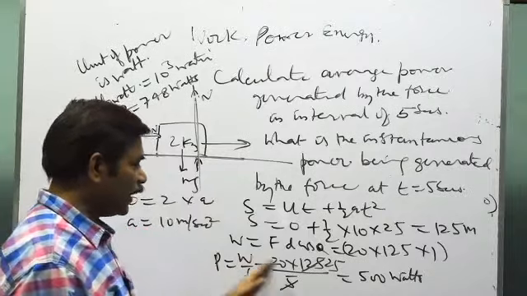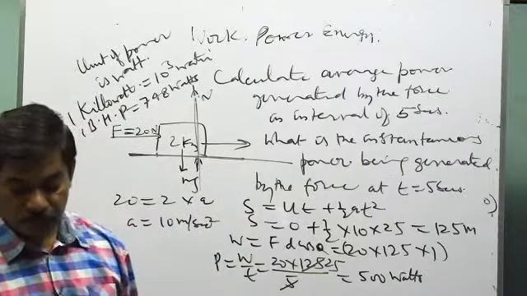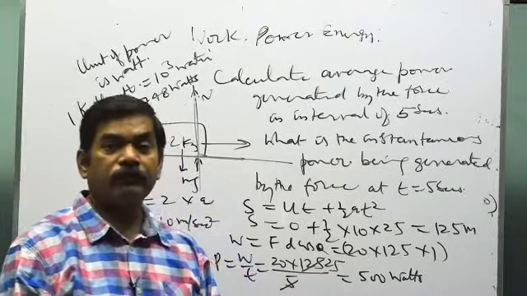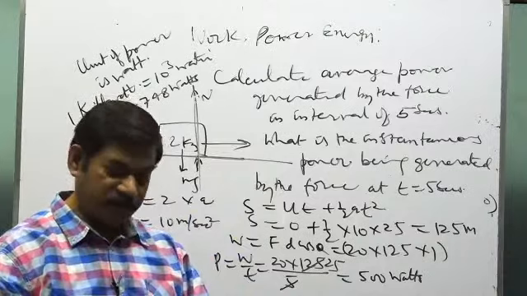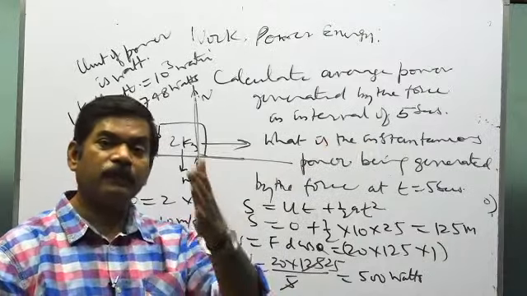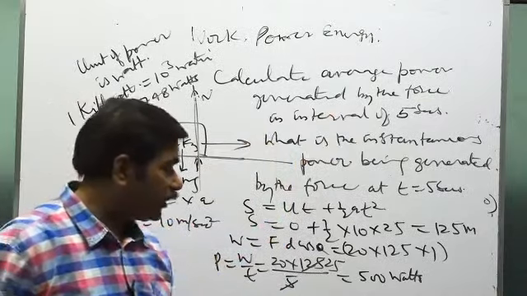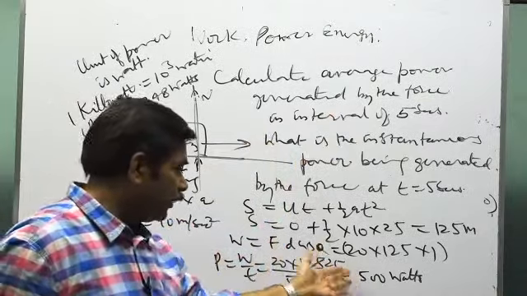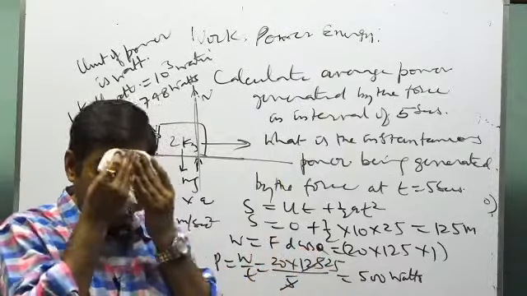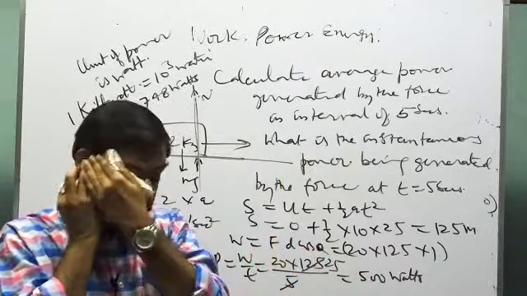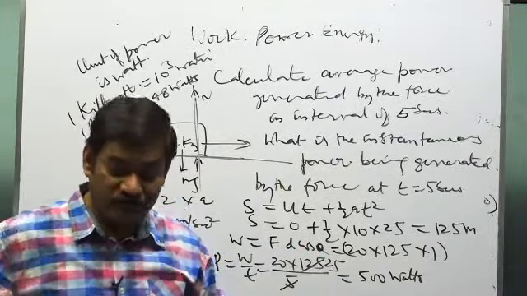So how do we calculate the average power? The calculation is very simple. For the time interval in which you have to calculate the average power, just calculate how much work is done in that time interval, then divide it by that time interval. You'll get the average power generated in that interval. Is that clear? You understand how you have to calculate this?